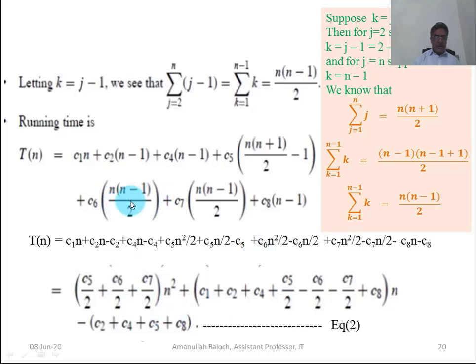Here we have inserted the summation, and this result is n into n minus 1 divided by 2. We put this here, and for the second statement of the while loop body, we will put n into n minus 1 divided by 2, and the last statement is the statement of the for loop. So it will be executed one less than the limit of the for loop, n minus 1.